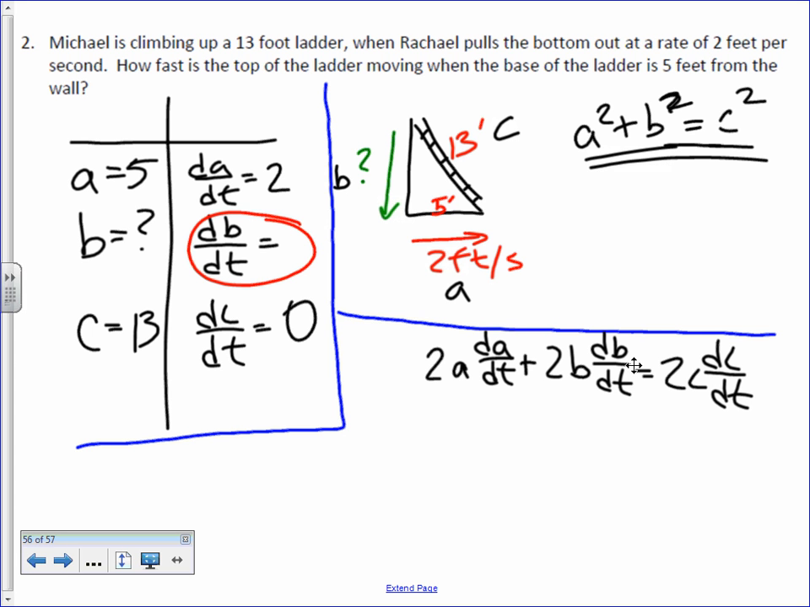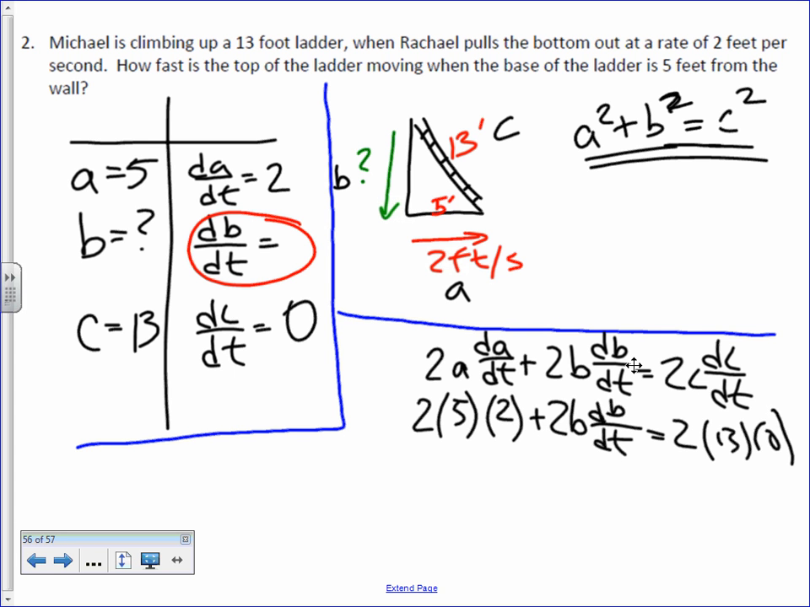Okay, so now I plug stuff in. I'm hoping that I can solve for dB dt. That's what I want to figure out. So I've got 2 times A, which was 5, times dA dt, which is 2, plus 2 times B, which I don't know, so I've got to leave B there, times dB dt, equals 2 times C, which is 13, times 0. Okay, so let's do a little simplifying now. So 2 times 5 times 2, that's 20, plus 2b dB dt equals 0.